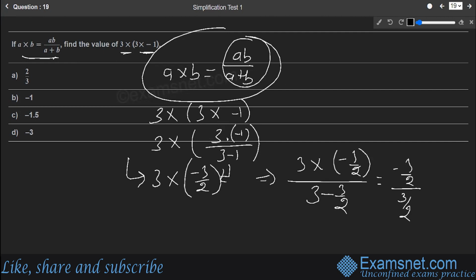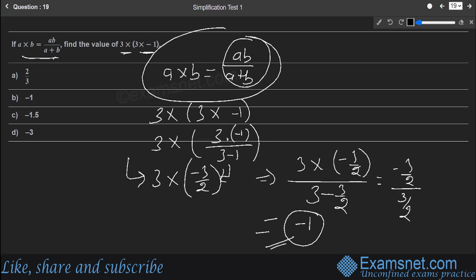Okay, and if we solve this further, this is 3 minus 3 by 2, that is going to be 3 by 2, and 3 into minus, this has to be minus 3 by 2. So ultimately this comes out to be 3 cross minus 1 by 2 over 3 cross minus 1 over 3 minus 1, which has to be 2. So this has to come out to be minus 1 as the answer.